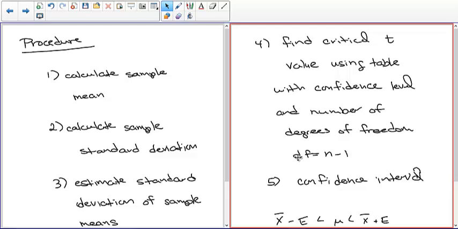They call these degrees of freedom, but it's always the number of data points minus 1. So if you have 20 data points, you have 19 degrees of freedom. If you have 30 data points, you have 29 degrees of freedom.